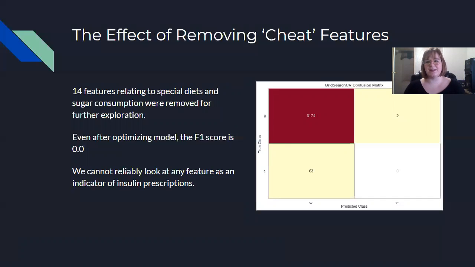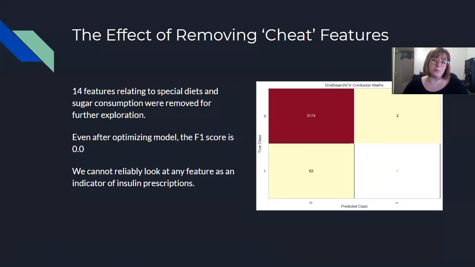The problem is that even after optimizing our model, it didn't make any correct predictions as far as people who are on insulin. For that reason, I don't think that we can reliably say that this model should be used to predict whether people are on insulin or not.